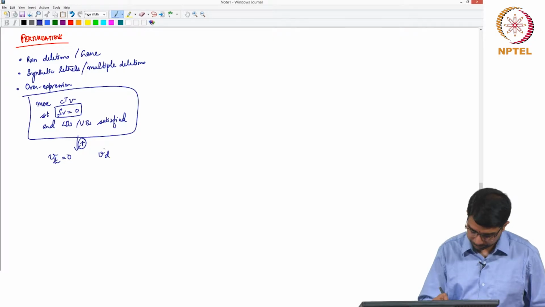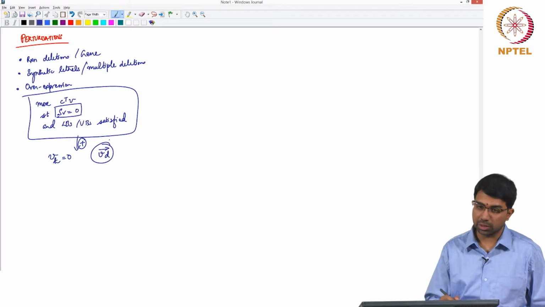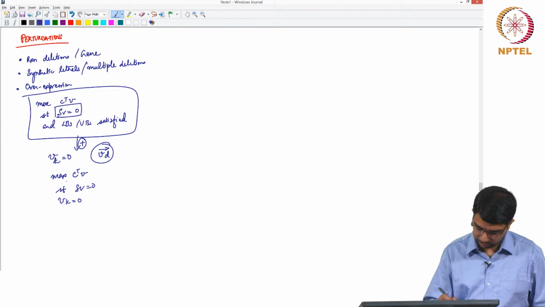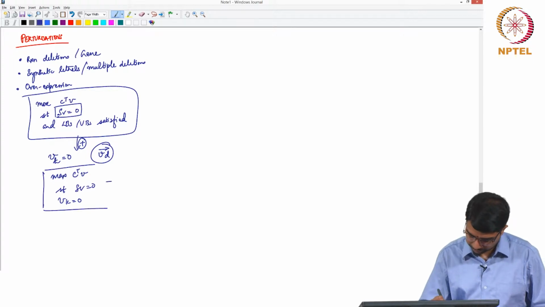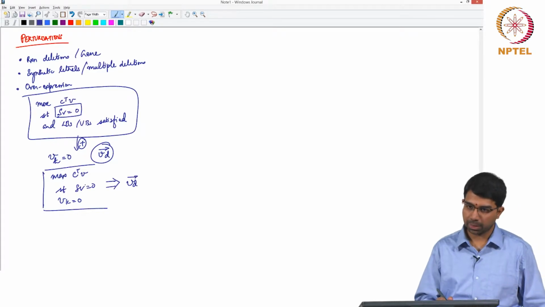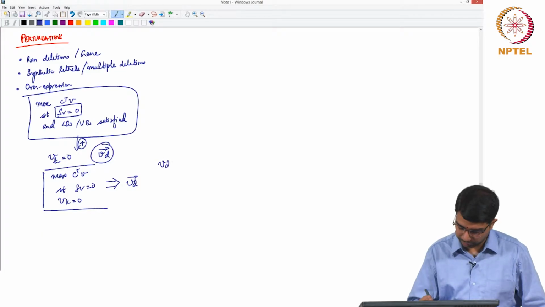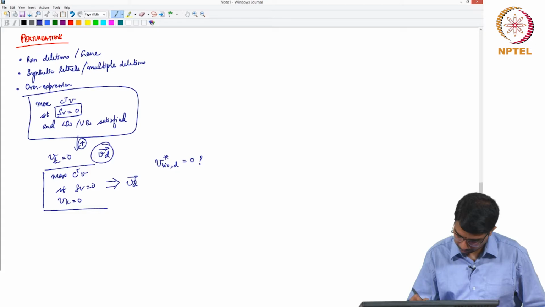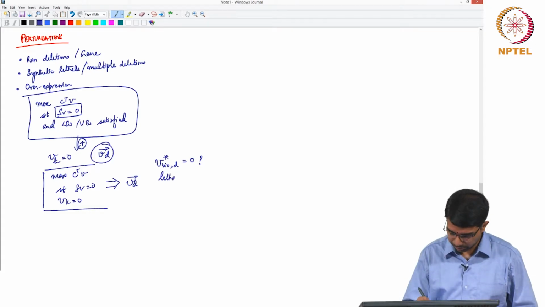And let us say the solution here is going to be V d. So, it is going to be the same thing: max C transpose V such that S V equal to 0, additionally V k equal to 0, and this will give you a solution V d. What happens if it is an essential reaction or it is a lethal phenotype?